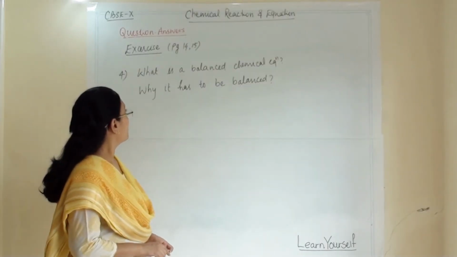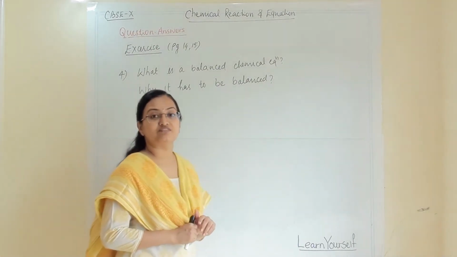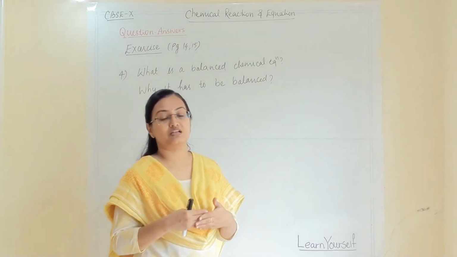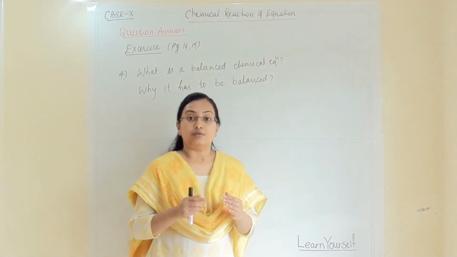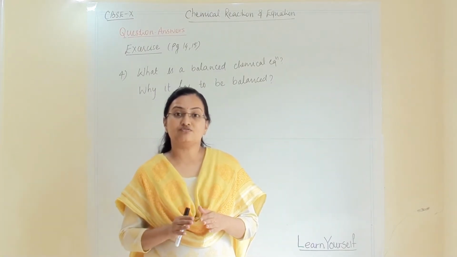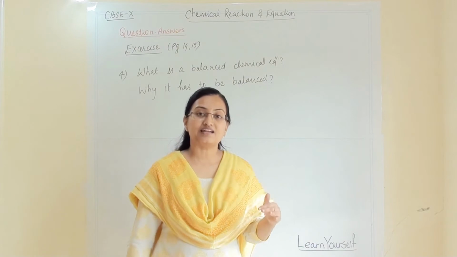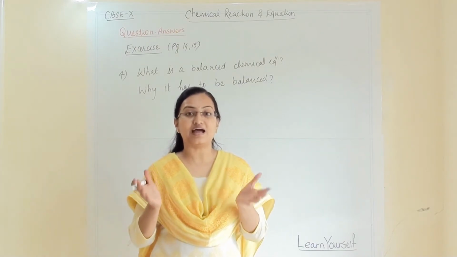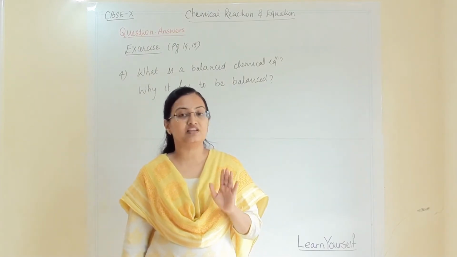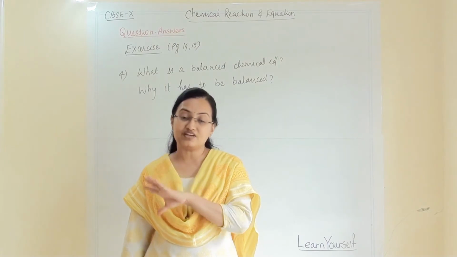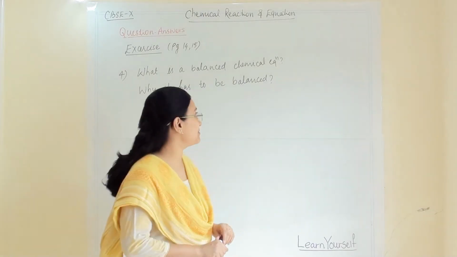Fourth question. What is a balanced chemical equation and why does it have to be balanced? This question we have discussed in my earlier video when we started chemical equations. So let us revise it. The balanced chemical equation is an equation where the atoms on the reactant side are equal to the atoms on the product side. That means the atoms over the reactant side and product side should be equal. If there are 3 carbon atoms on the reactant side, then there have to be 3 carbon atoms over the product side. That is a balanced chemical equation.